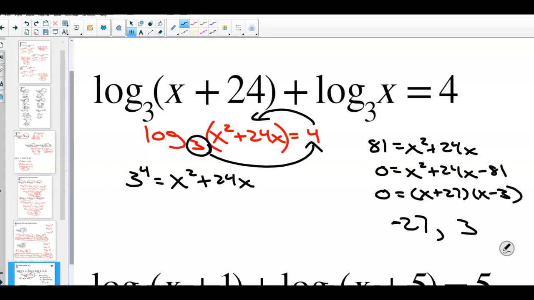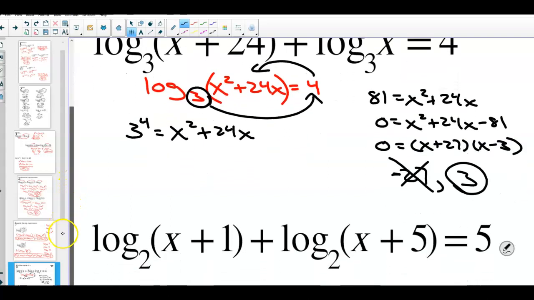And I plug them in. If I put negative 27 here or here, I get a negative number. That's no good. If I plug 3 in here, I get 27 and 3. 27 times 3 is 81. That's kind of what I'm looking for. So there's the answer. You have to plug the numbers back in. That is not an optional thing.